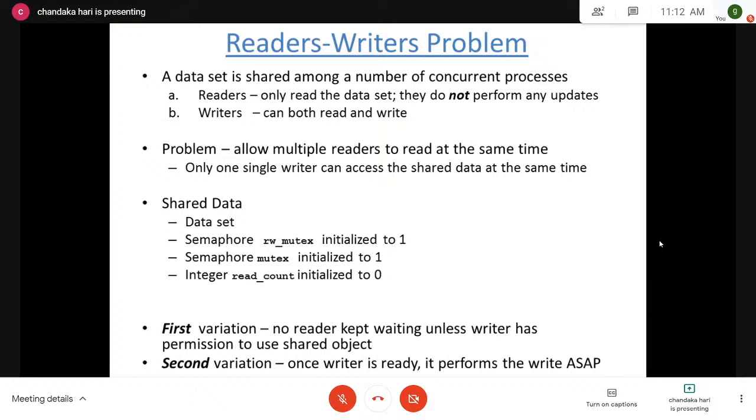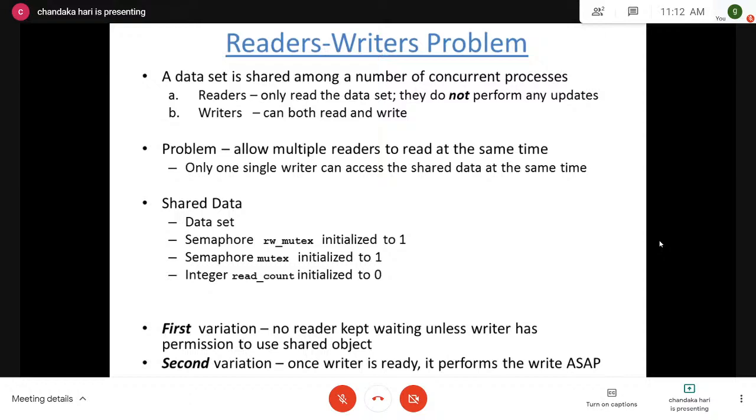Okay. Now the problem is to allow multiple readers to read at the same time, but only a single writer can access the shared data at the same time. The data item can be read by any number of people at the same time, because no one is making an update on the data item. That's why the data is always in a consistent state. There is no problem at all. If any single person is making a write, and at the same time another person is allowed to read or write, the data is going to be in an inconsistent state.